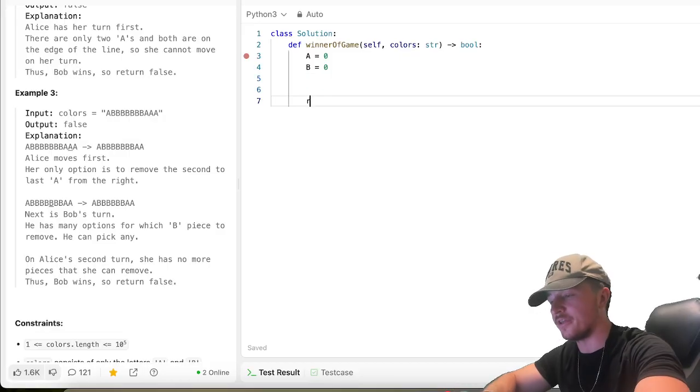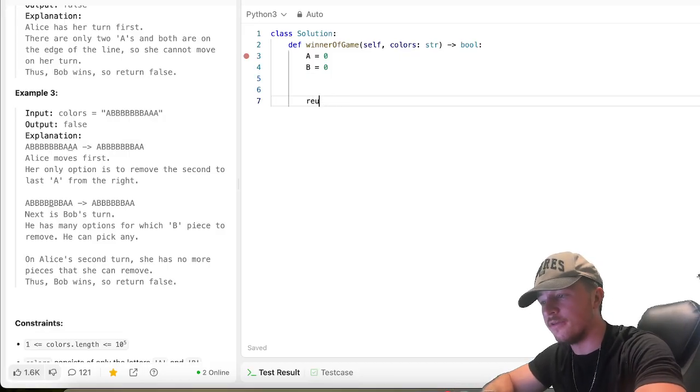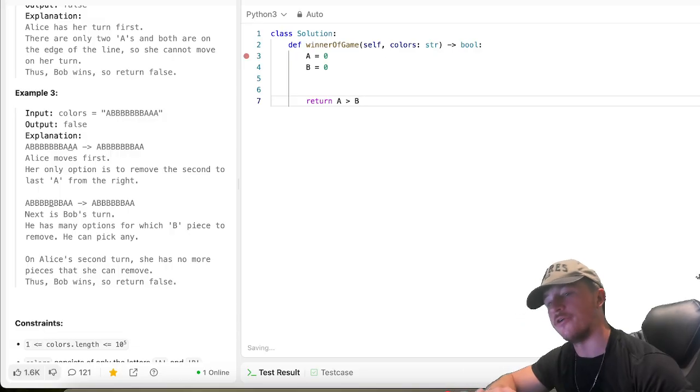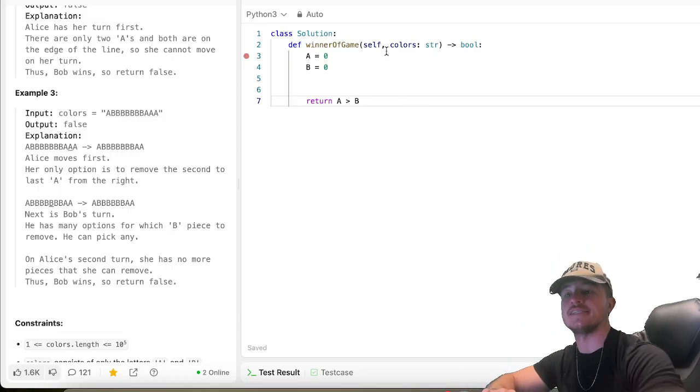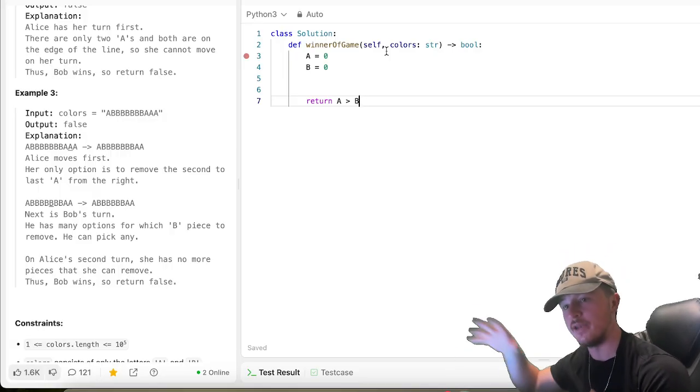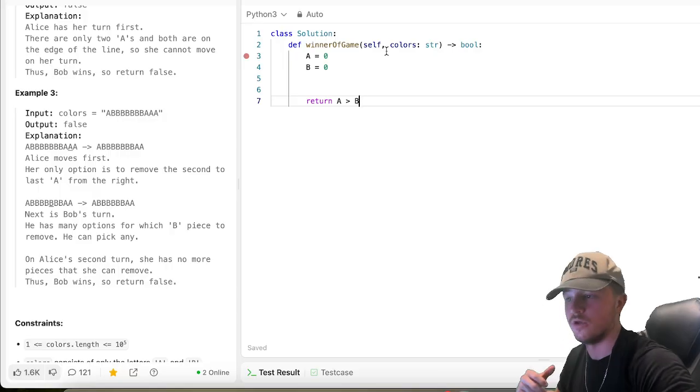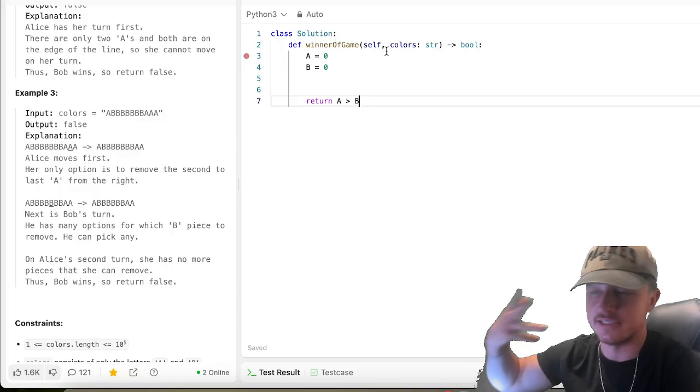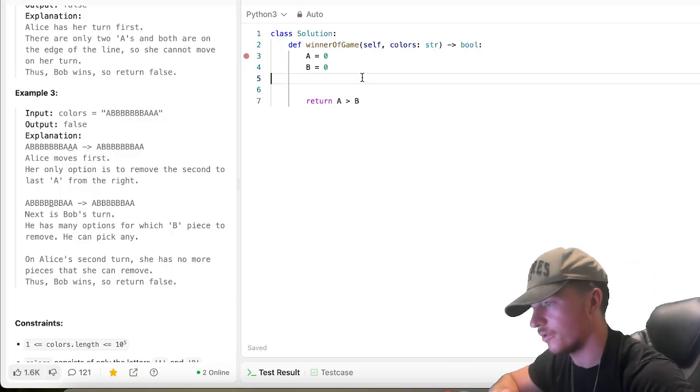Now remember, at the end we said Alice can only win if she's strictly greater than B, because she goes first, so she has to have more than Bob in order to win. Because if they both have 1, Alice removes 1, Bob removes 1, now Alice has 0 and Bob has 0, but it's Alice's turn next, so she loses. So A has to be strictly greater than B.